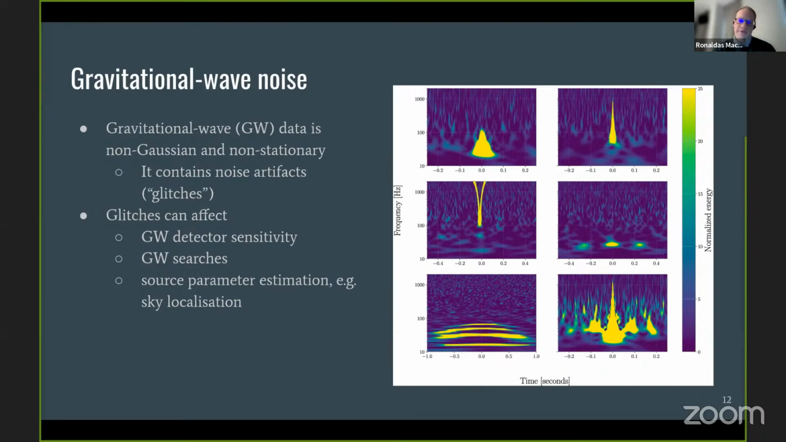These glitches can also affect parameter estimation, for example sky localization. If you're trying to send astronomers the sky localization of a gravitational wave event, you want it to be as precise as possible. But if there are glitches nearby, next to a signal, they can affect the sky localization of the gravitational wave signal. So that is quite important, not only from our gravitational wave perspective, but also for other astronomers.